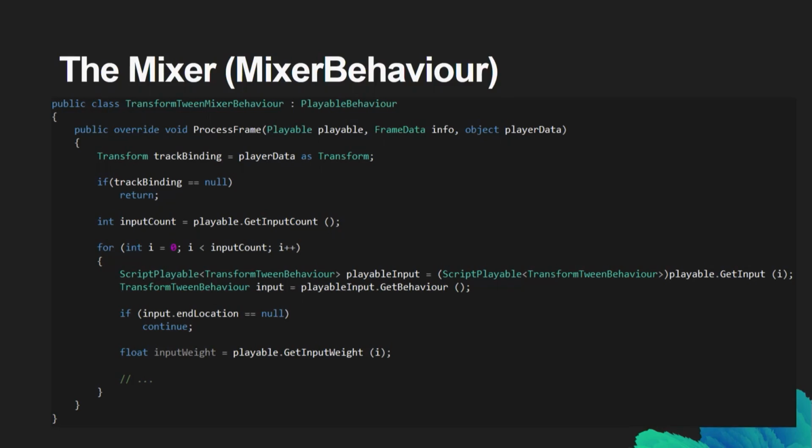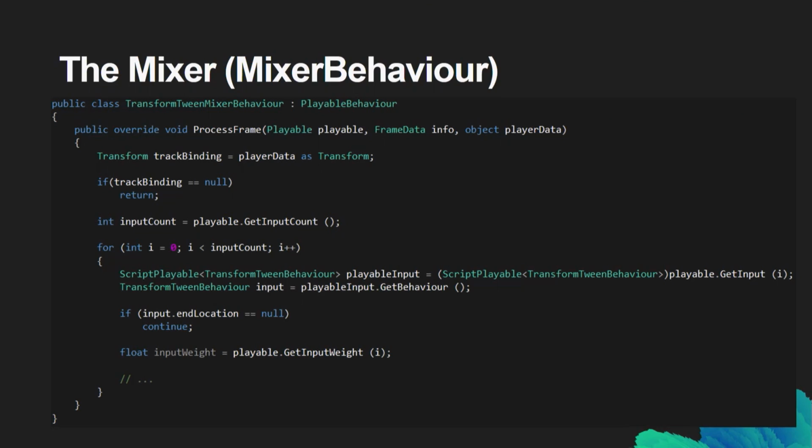OK, next is the mixer. Now, this is the real important script. This is the thing that you will want to do differently. Everybody will want to do it in a different way. And it also inherits from playable behavior, but it's treated in a very different way. So in this case, we don't want any data. We just want to use the process frame function. So the process frame function is called once per frame, like update, and all it does is it takes in all of the information from all the clips, and then we decide how to blend with them.